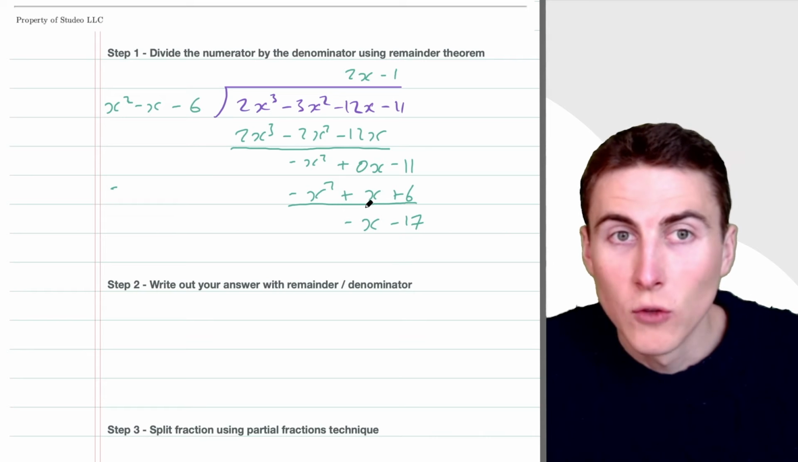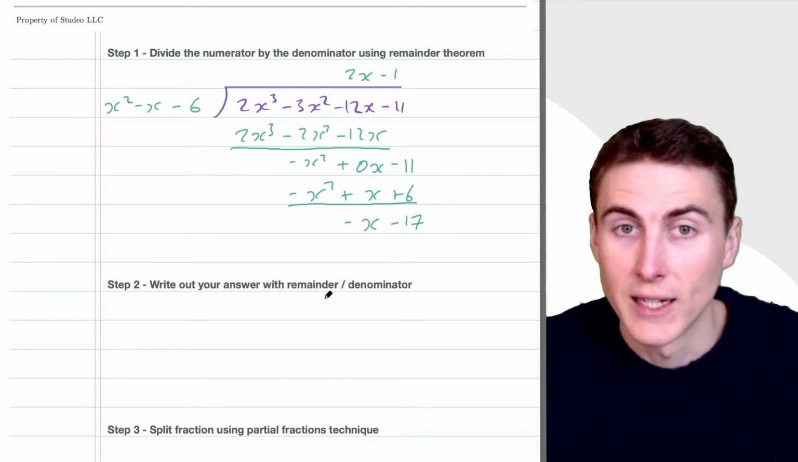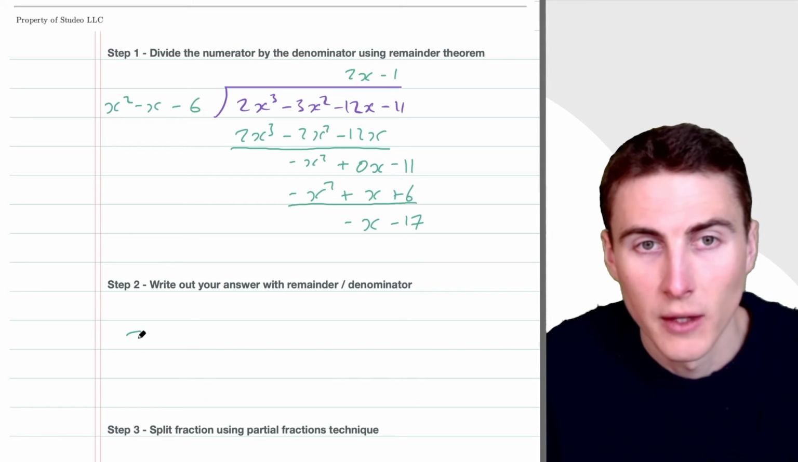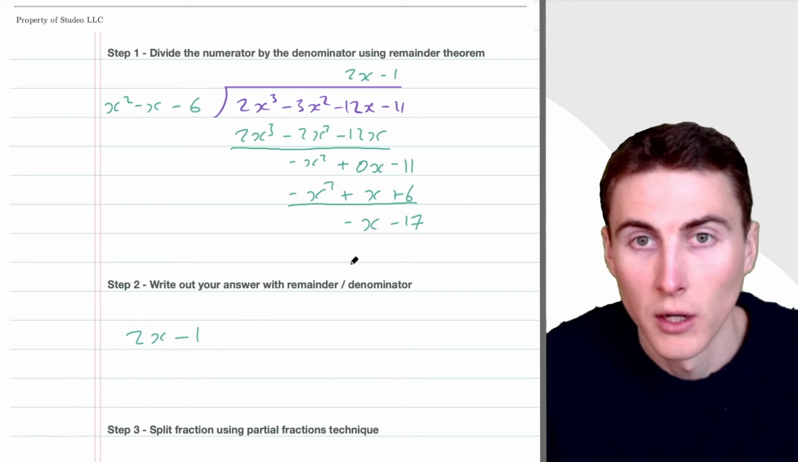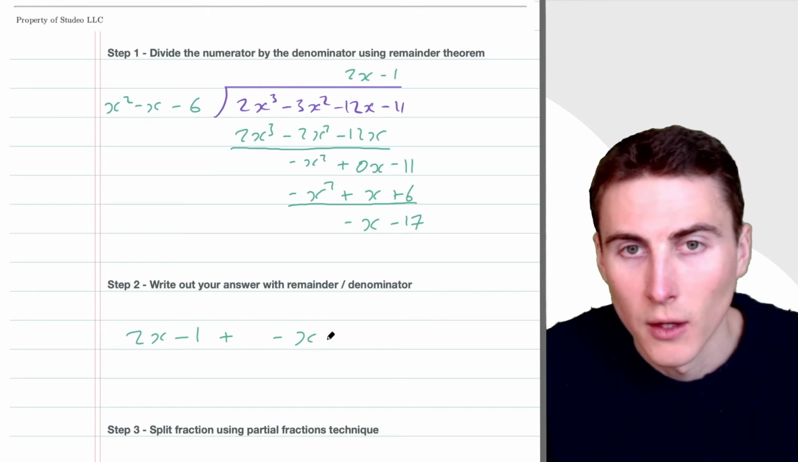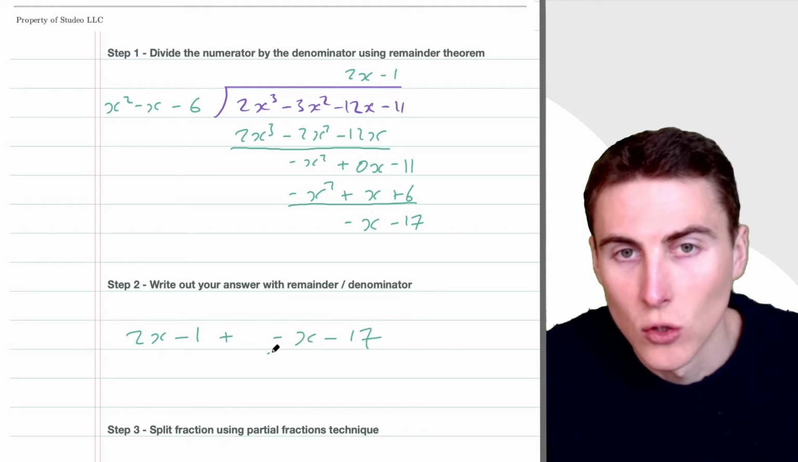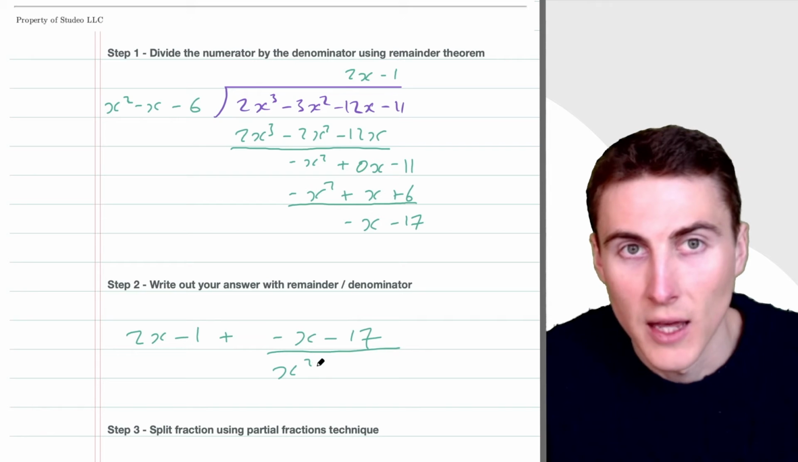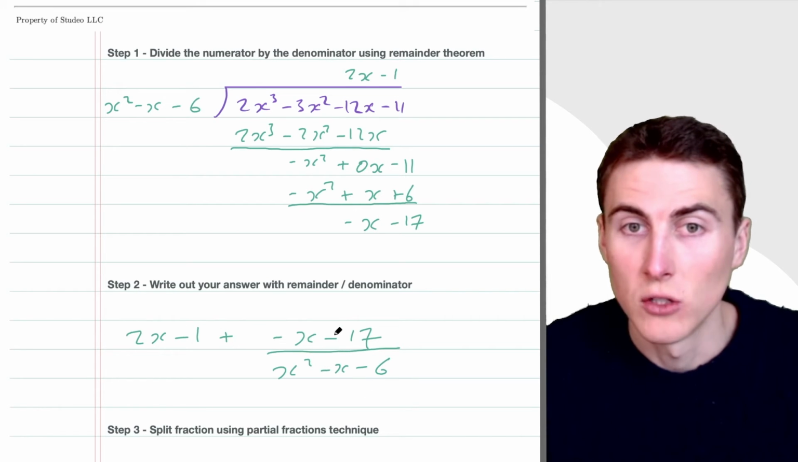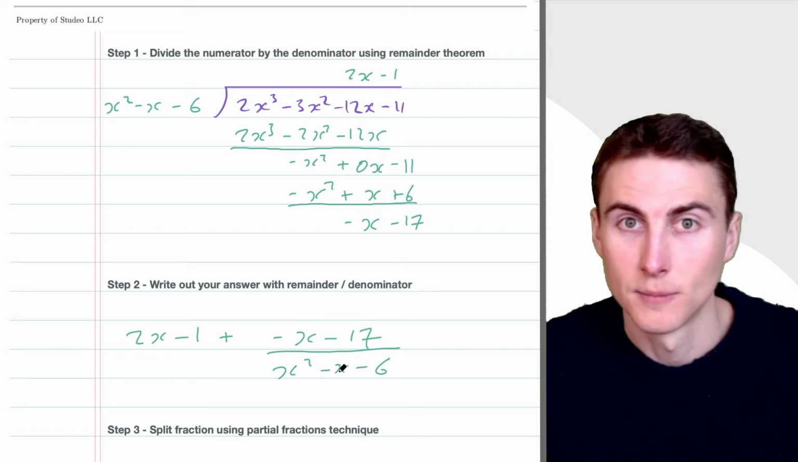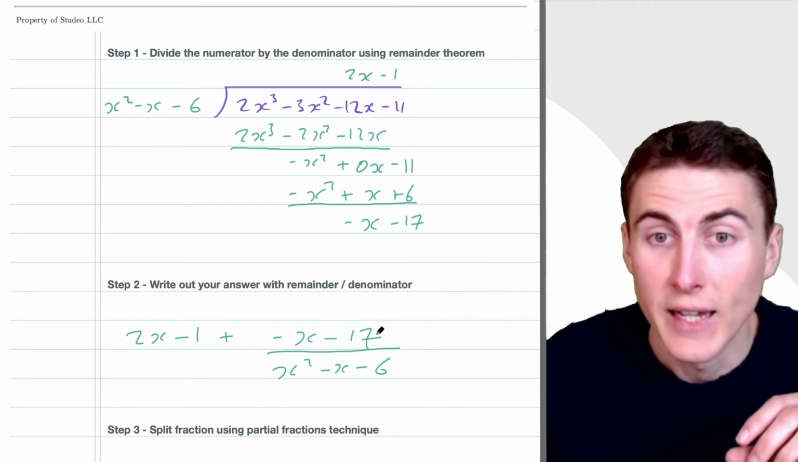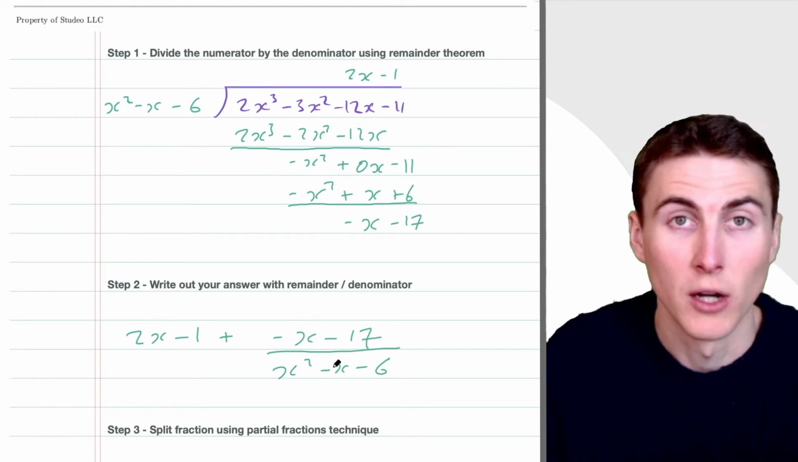Once we've got all this, the next thing we need to do is write out the answer by what we found. We've just found that this divided by that is 2x minus 1, remainder this. And when I say remainder this, basically this bit here has not yet been divided by the x squared minus x minus 6. So if I want to write it all as one equation, I have to put this bit over that. That's a really important thing to understand. And then the whole deal with partial fractions is it's this bit here I need to split apart using partial fractions.